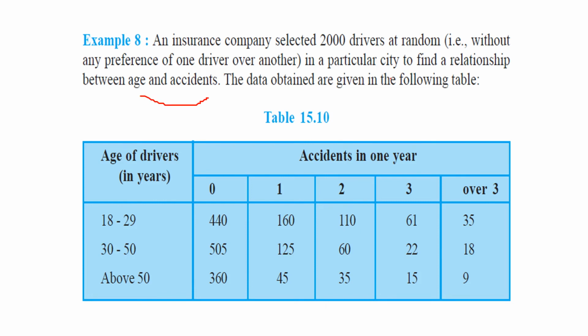The data obtained are given like this. So we have age 18 to 29, and the accidents in 1 year 0, 1, 2, 3 or more. So for 18 to 29, the accidents in 1 year being 2, that number is 110. Above 50, these are the numbers for 3 or more. So above 50 with 3 or more, there are only 9 accidents.